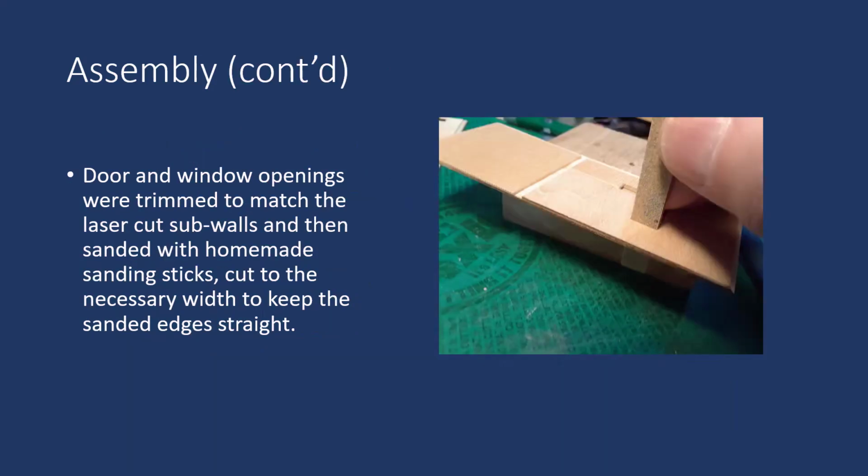The door and window openings were trimmed to match the laser cut subwalls and then sanded with homemade sanding sticks cut to the necessary width to keep the sanded edges straight. Now, if you use a narrower file or sanding stick, there's a tendency to put a crown in the surface. So it's very helpful to have the sanding device match the width of the opening. Just a simple tip.